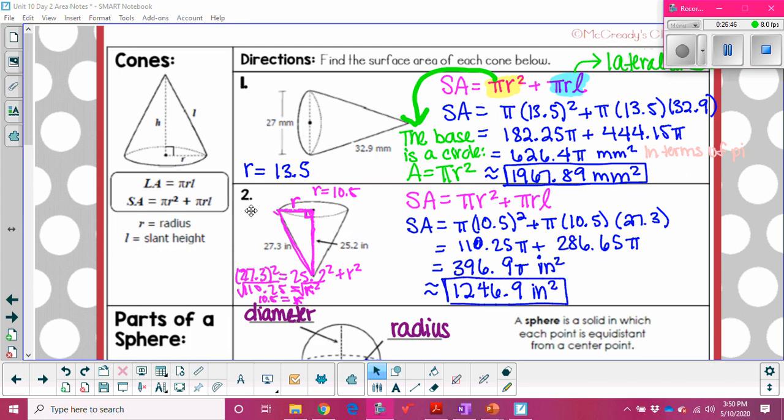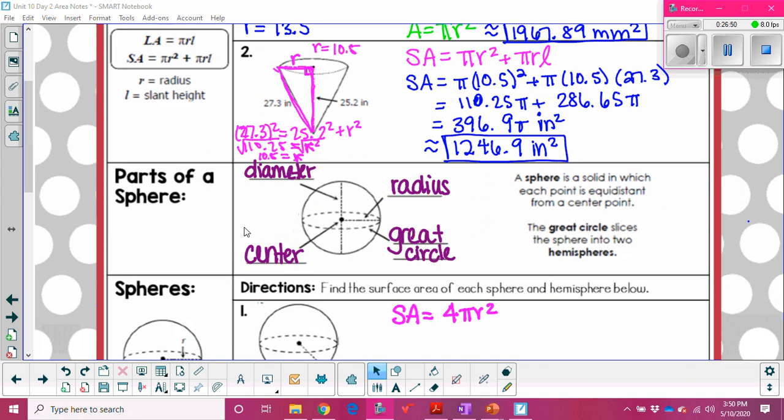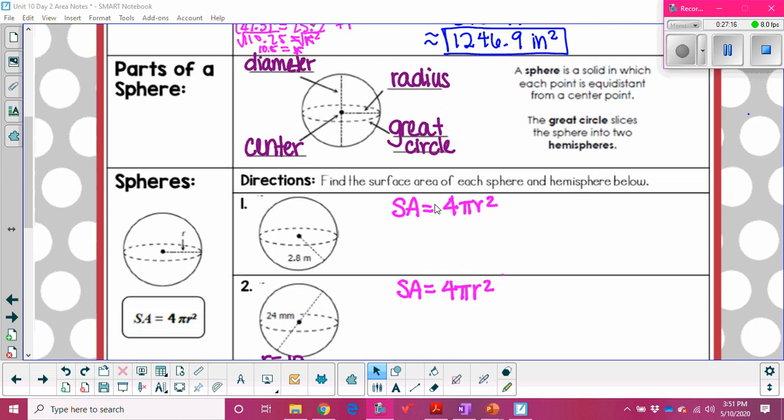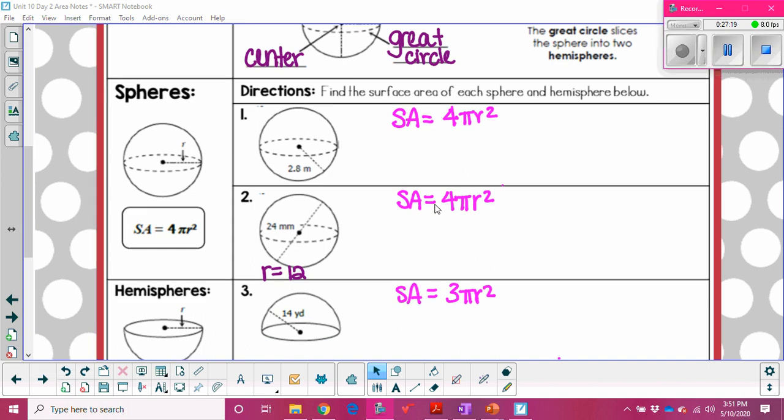Let's talk about parts of a sphere. Here's your sphere. The diameter goes right through the center of the sphere, from the outside edge to the other, going through the center, which is the very center of the sphere. The radius is from the center to the edge of the sphere. The great circle slices the sphere into two hemispheres. Half of a sphere is a hemisphere. So let's talk about the surface area of spheres.